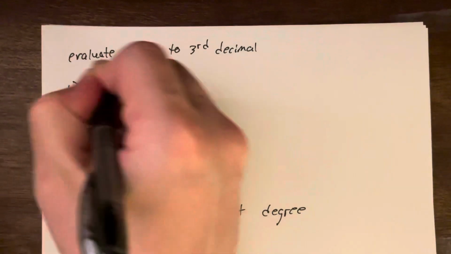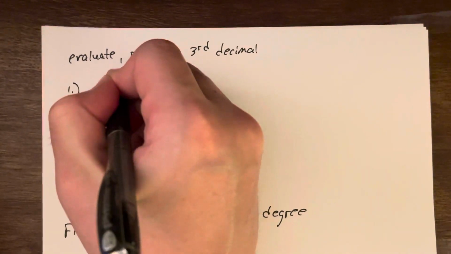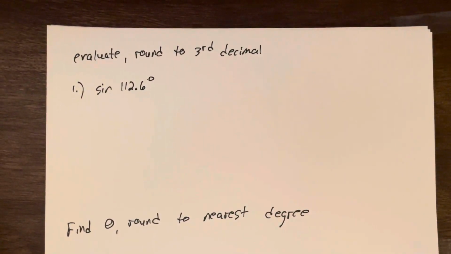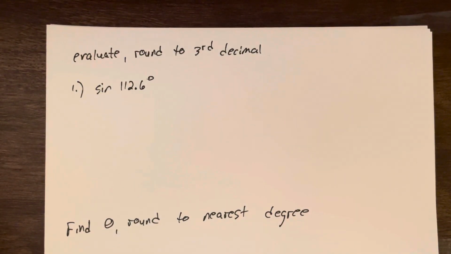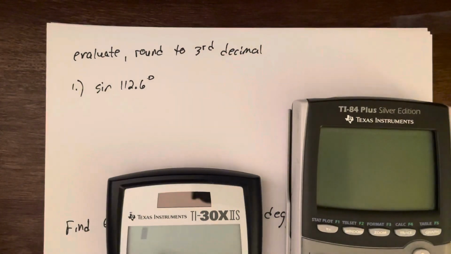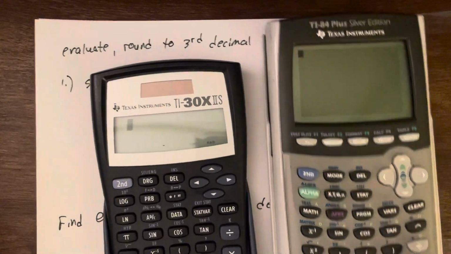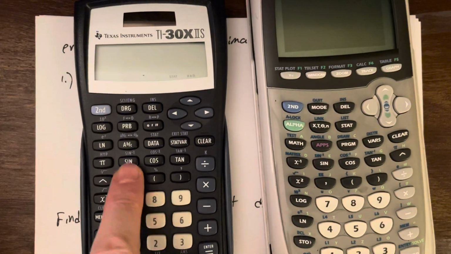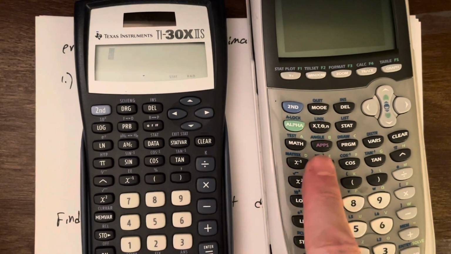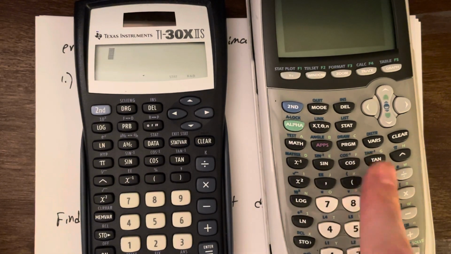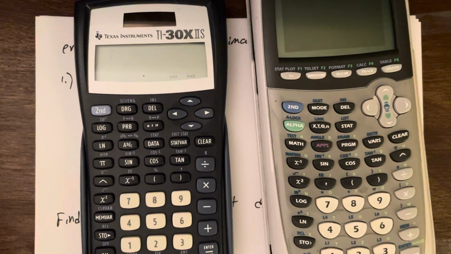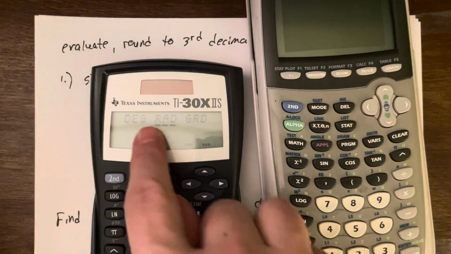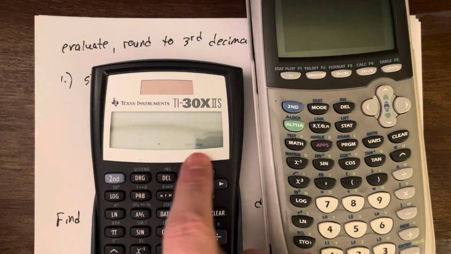So number one, I'm going to start off with: what is sine of 112.6 degrees? All I need to do that is turn my calculator on. Again, I've got two here. You may have a slight difference, but most are pretty similar to one of these two. I've got my sine, cosine, tangent buttons here. But before you do any trig, check your mode. Right now it's in radian mode, and we need degrees. So here, go to degrees. That's it on this one.